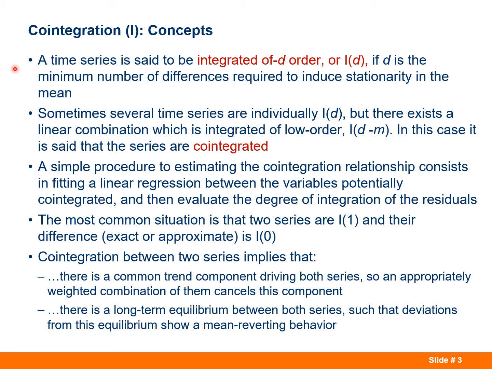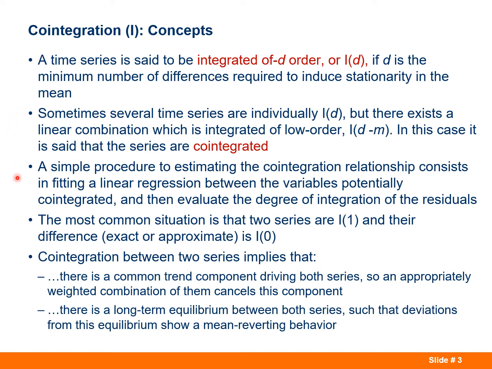First of all, a time series is said to be integrated of order d, or I(d), if d is the minimum number of differences required to induce stationarity in mean. For example, if a time series is non-stationary and one difference is enough to induce stationarity, then the series would be I(1). Sometimes several time series are individually I(d), but there exists a linear combination which is integrated of lower order, I(d-m), for example. In this case, it is said that the series are cointegrated.